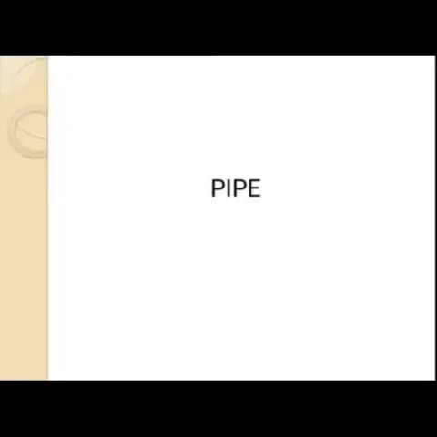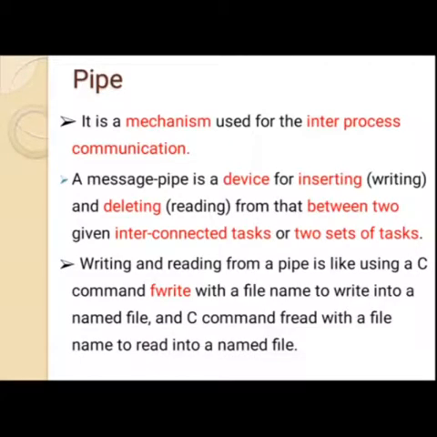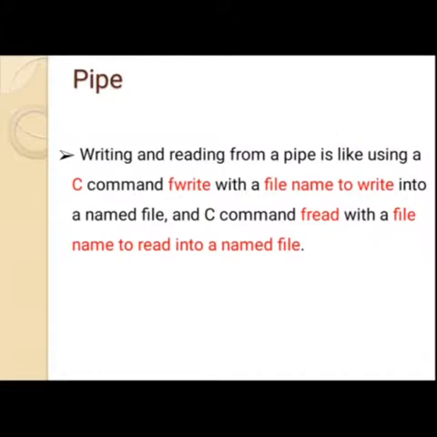Now we will see the next interprocess mechanism, that is pipe. It is a mechanism used for interprocess communication, for inserting and deleting between two given interconnected tasks or two sets of tasks. Writing and reading from a pipe is just like the C commands fwrite and fread. So we can read and write from a pipe using the C commands fwrite and fread.